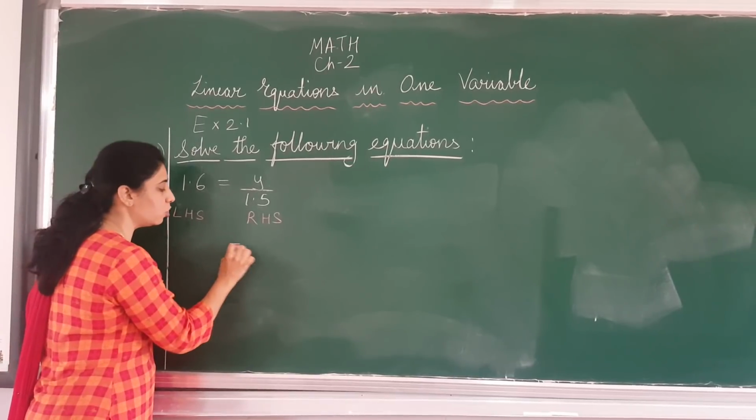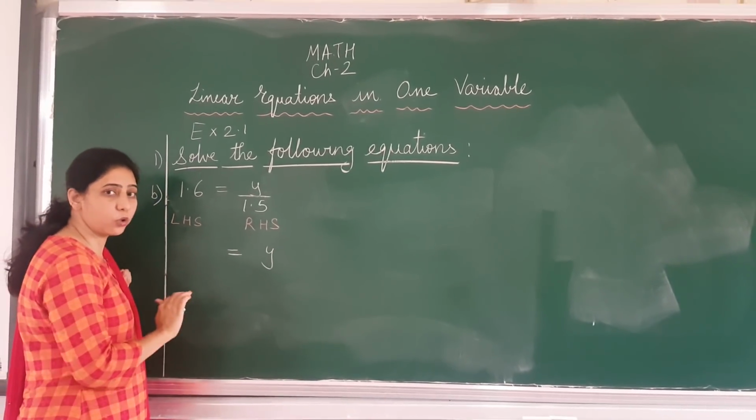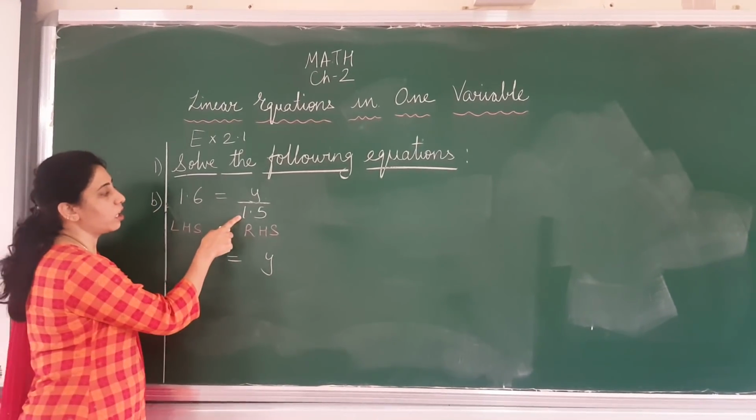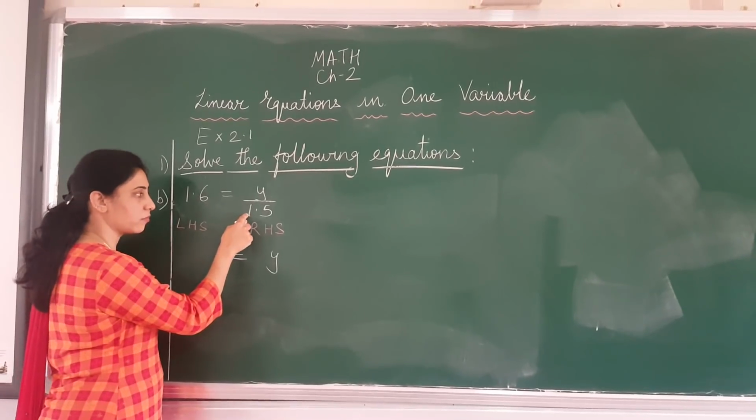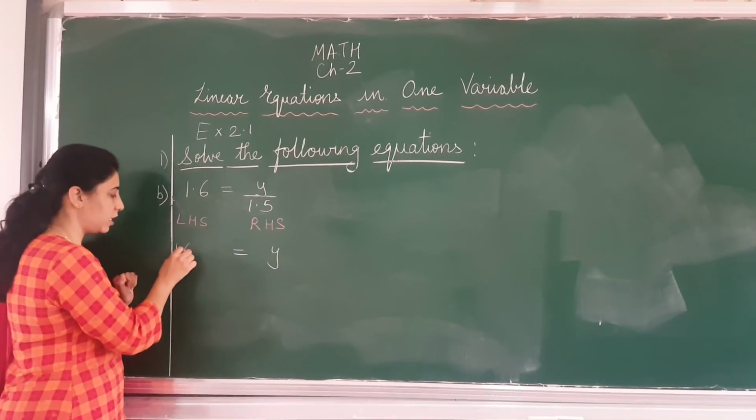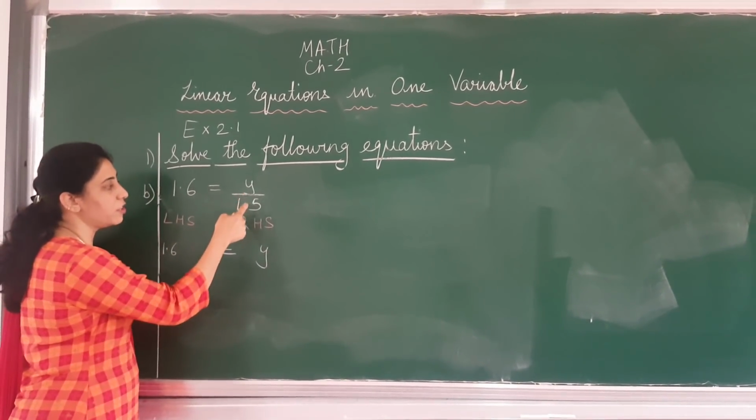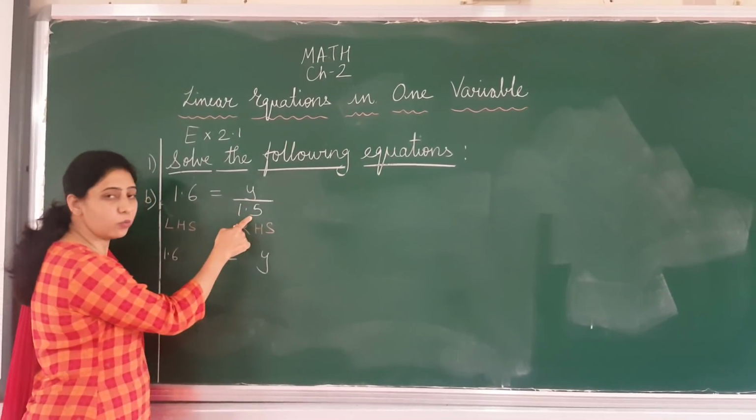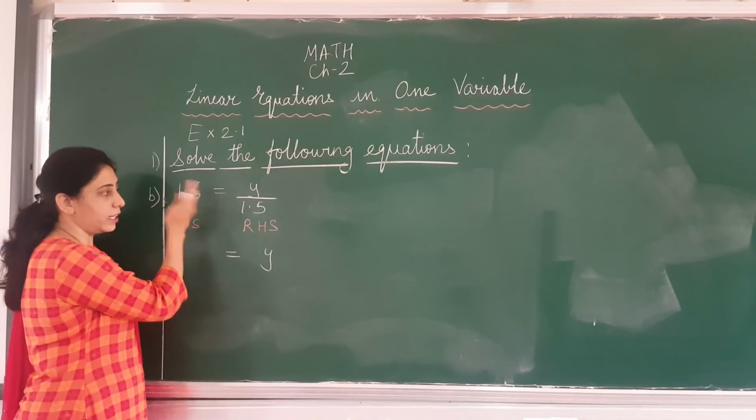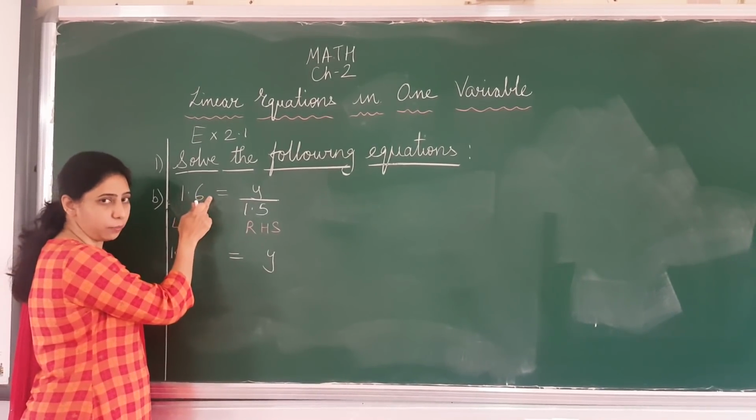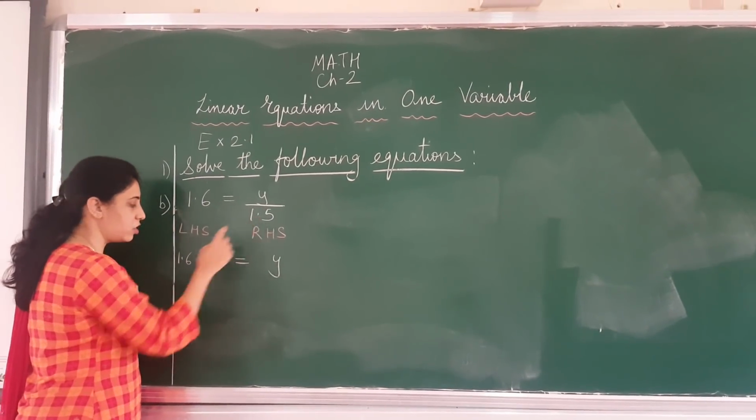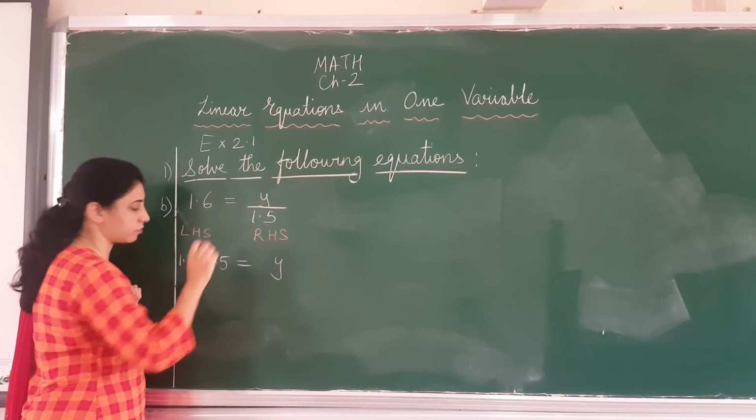So what are we going to do? Keep y as it is. You are not going to disturb it at all. Y should be kept as it is on the right hand side. Which decimal number is there? 1.5. So 1.5 will be shifted to the other side. 1.6 stays as it is, and here it is in division form. Can you see it is y upon 1.5, which means it is in division form. So when it is shifted to the left hand side, it will become multiplication. When you change the side, you change the sign. So here it is division, there it will become multiplication.